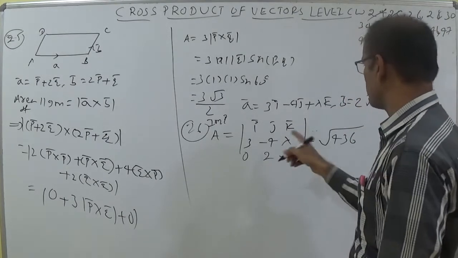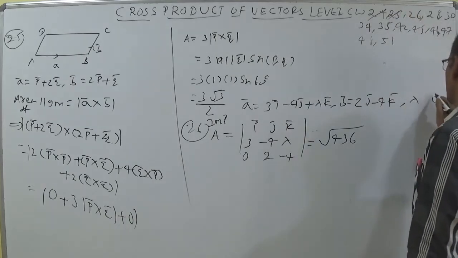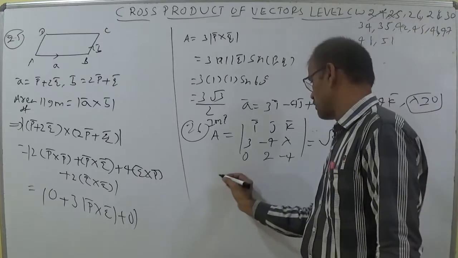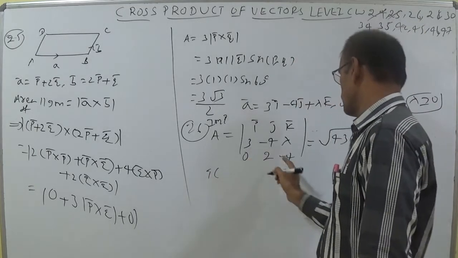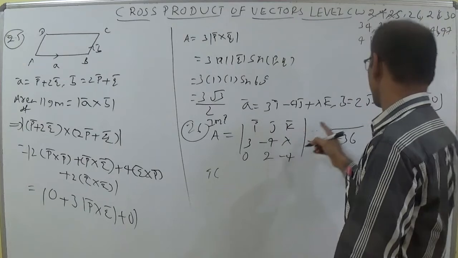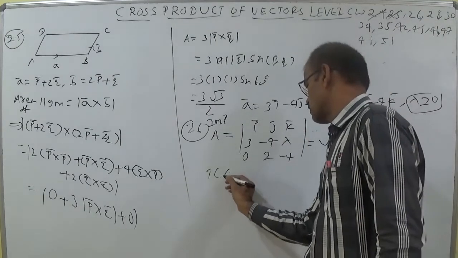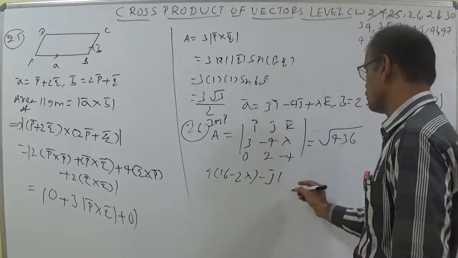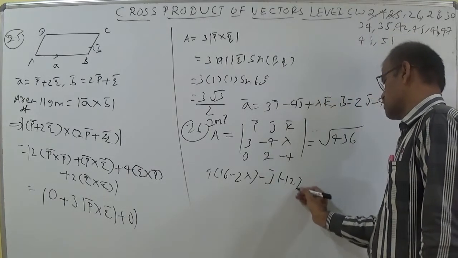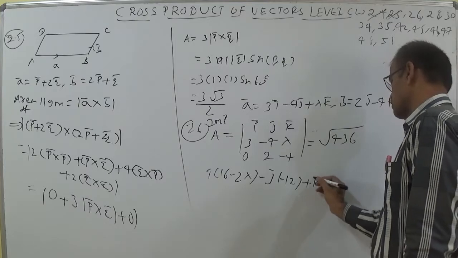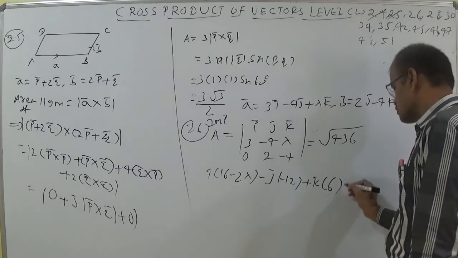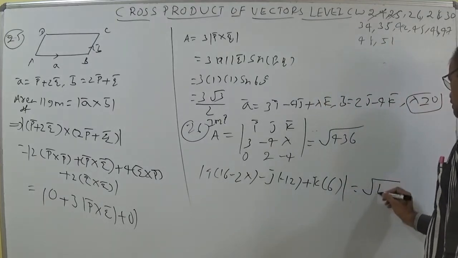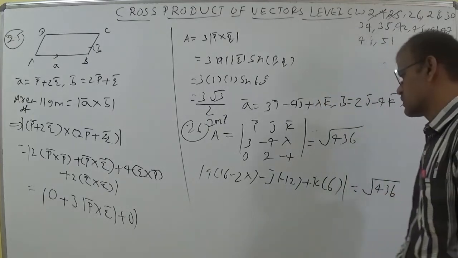It depends upon lambda, and the condition he has also given as lambda greater than or equal to 0. Then we calculate the value of lambda. I into minus 4 into minus 4, 16. You can write here 16 minus 2 lambda, minus j into minus 12, plus k into 6. That's all. So put the magnitude here. Putting the magnitude, the total overall value you will be getting is root 436.